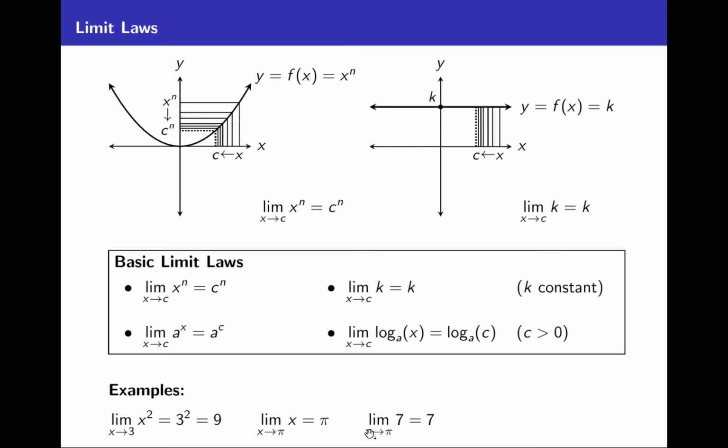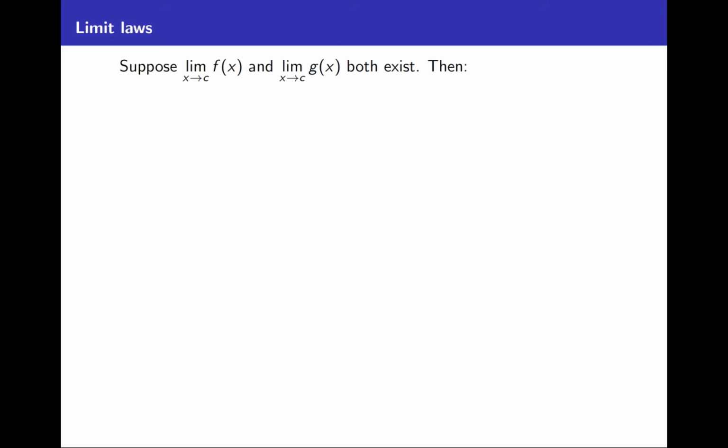Here's another one. The limit as x approaches pi of 7. By this limit law, the limit as x approaches pi of 7 would be 7. And the limit as x approaches 1 of ln of x. Ln of x is log base e of x. According to this limit law, we should get log base e of 1, or ln of 1, and that's 0. So we have here 4 basic limit laws. And we're going to continue with our limit laws.